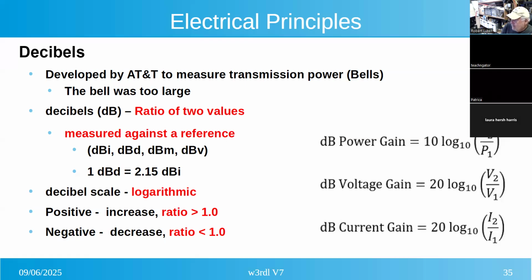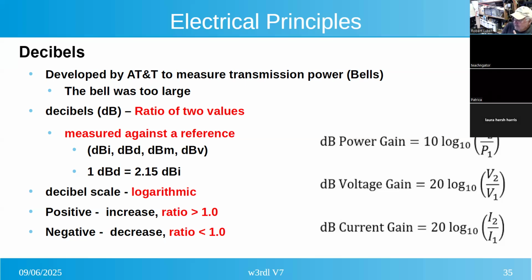If it's a positive ratio, you're going to come out with a positive number. If the ratio is less than 1, the value will be negative. In other words, if it was 1/2, then it's going to be minus 3 dB. Gotcha.